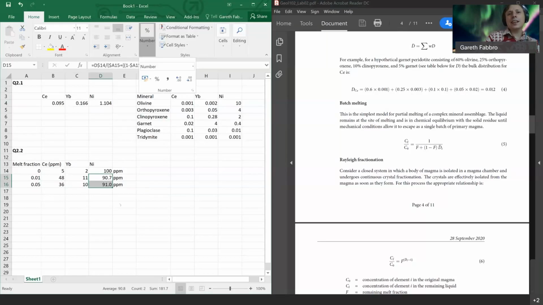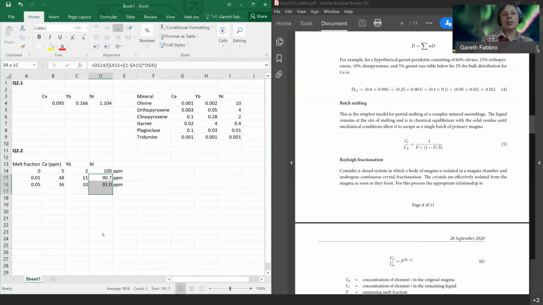And you can see nickel is slightly compatible because it's slightly above 1, but it's not very compatible. So actually we wouldn't expect the amount to change so much. Because it's close to 1, you would expect there to be a similar amount of nickel in the solid, in the crystals, and in the melt. And that's what we actually find. And it doesn't change so much as you increase the melt fraction.